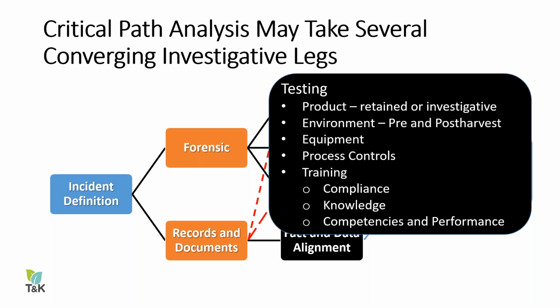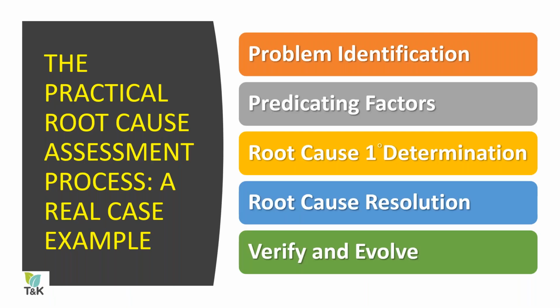And I also include testing in the training aspect. What is the knowledge, the competency, and the performance that might have led to the actual event happening rather than being prevented in advance. So I'm going to switch to a couple of case examples, hopefully to illustrate this. This is one approach in practical root cause assessment. You go through problem identification, try and identify the predicate factors. You take a primary determination and ask, does this fit? Does this not fit? And then hopefully you get to a resolution and then verify and evolve your system.